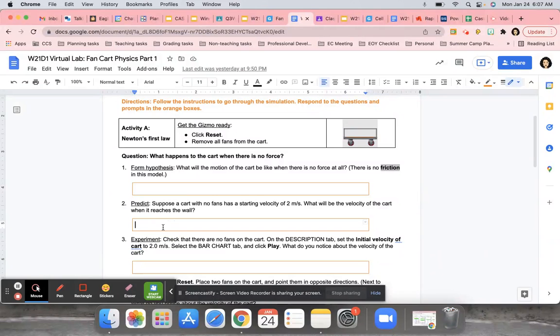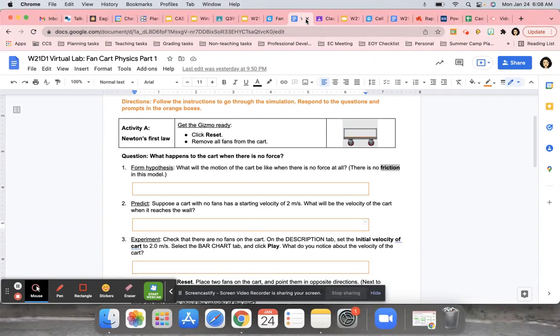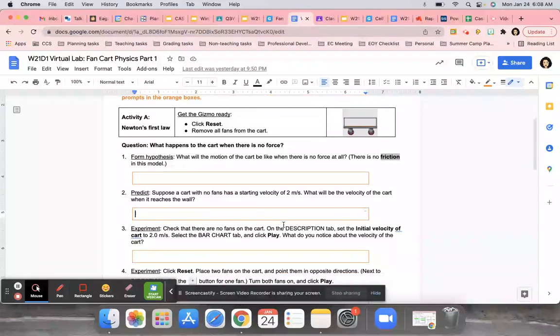And then number two, predict. Suppose a cart with no fans has a starting velocity of 2 meters per second. So meaning it's an object in motion, meaning it's not at rest, just like the other situation in here. What will be the velocity of the cart when it reaches the wall? Is it still going to be 2 meters per second or is it going to be less or more than that? So write your prediction in here too.